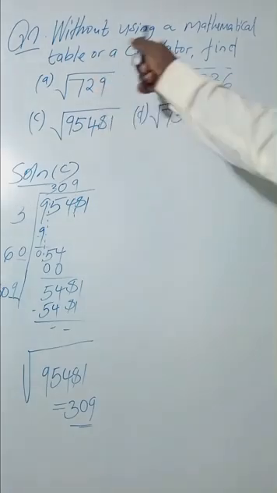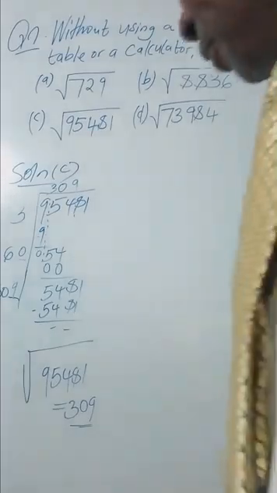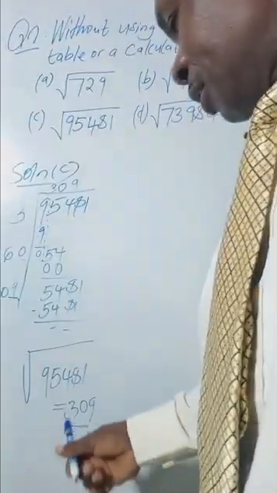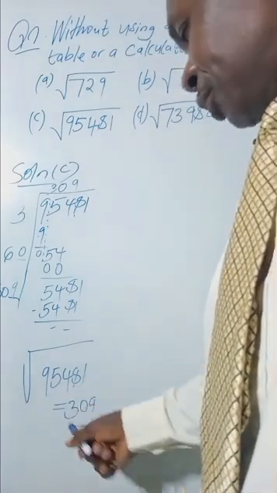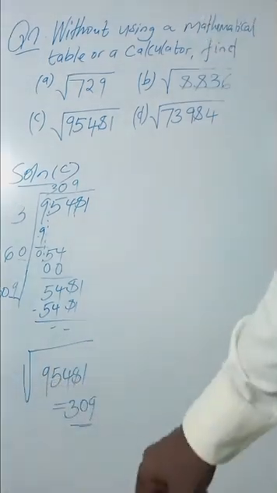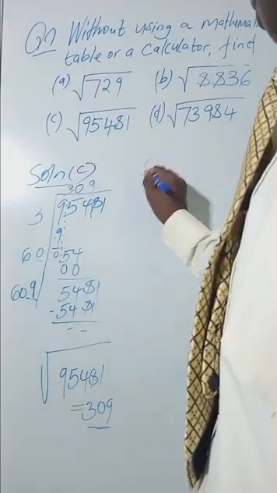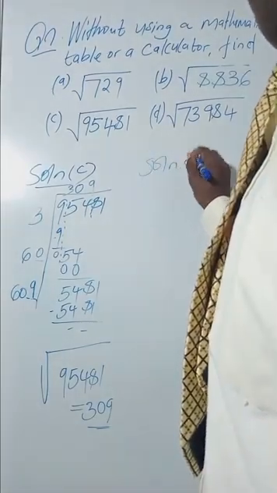Here we are told without using mathematical tables or a calculator, but you can hide yourself somewhere where people cannot see you. We shall not see you. Then try to find out if the square root of this one is this, or else multiply this one by itself and see if you get that. Okay, allow me to continue with part D, solution D. So I put my solution D somewhere here.